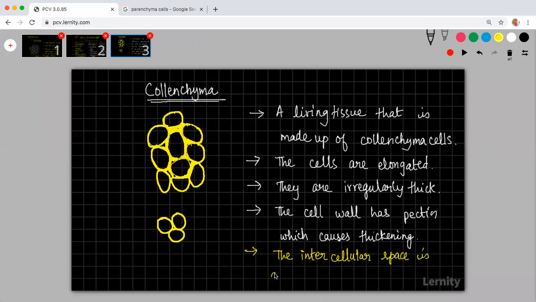It's almost absent. Because of what? Because of thickening.